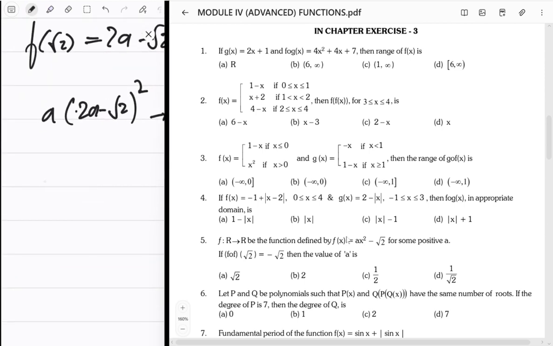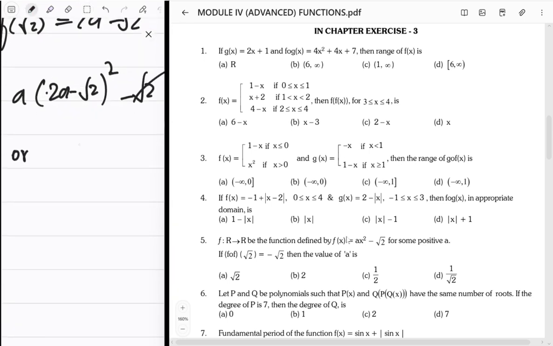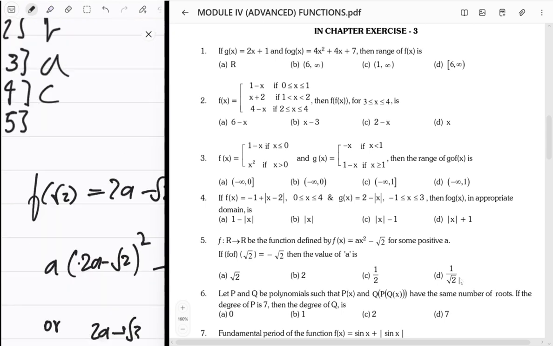What does that mean? Either a is equal to 0, but a is positive, so this cannot happen. Or 2a minus square root 2 is equal to 0, which means a is equal to square root 2 upon 2, which is 1 upon square root 2. There we go, so D should be correct. Next question.